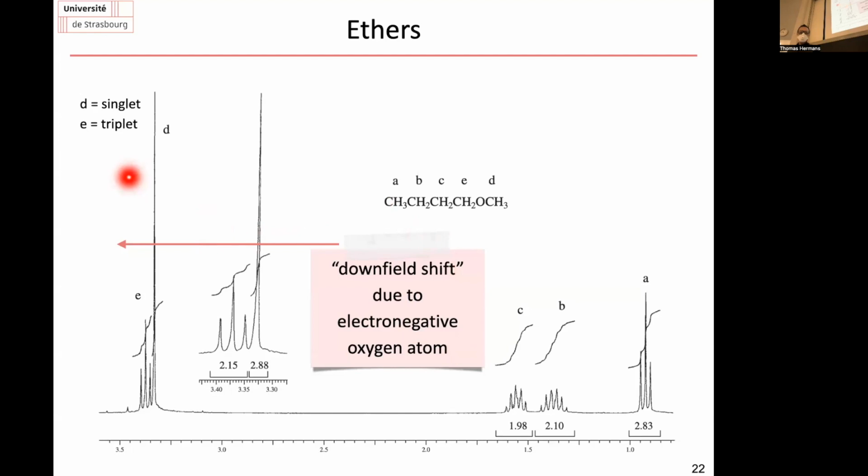Okay. And then you see D is a singlet. This is a bit crowded here. So D is a singlet and E is a triplet because it has 2 neighbors, right? So this is not a multiplet, but this is a triplet next to a singlet.